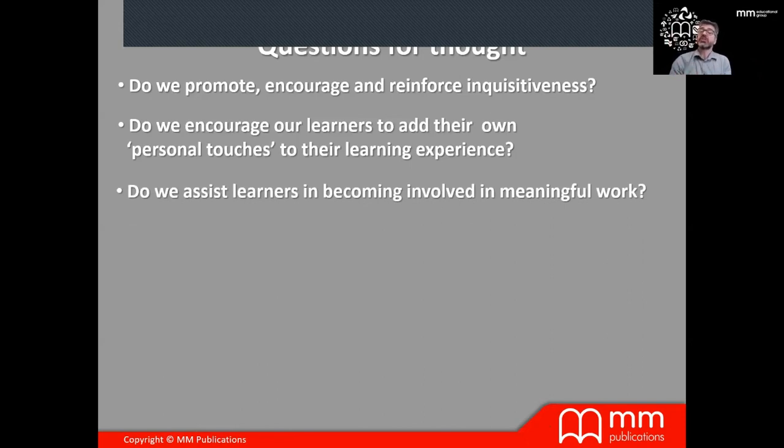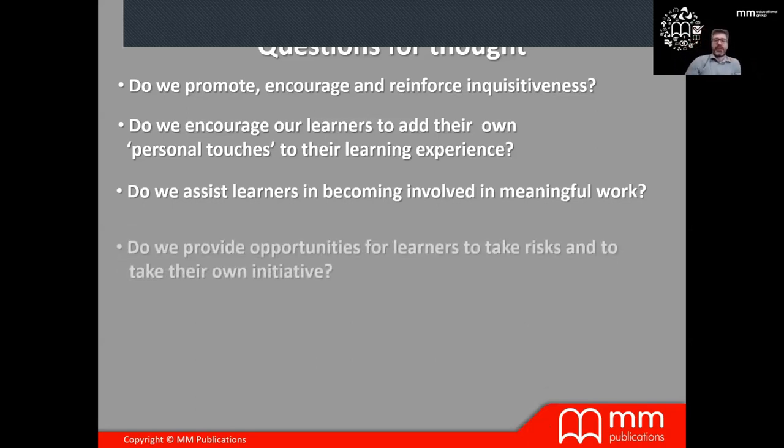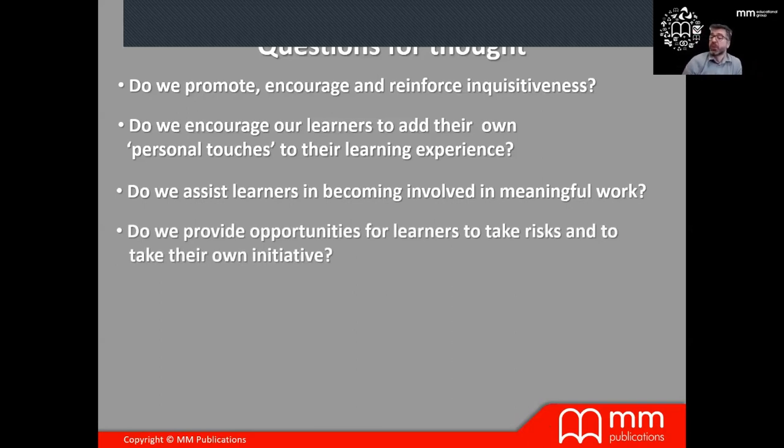Do we assist learners in becoming involved in meaningful work? Okay, let's help our students see meaning in what they're doing. Okay, in other words, help them find the activities useful and get more involved with them. Do we provide opportunities for learners to take risks and to take their own initiative? What I mean by risks here, okay, is not to be afraid of making mistakes. Tell our students, hey, don't worry, we're here to go out on a limb. We're going to make mistakes. We're going to learn. It's okay.